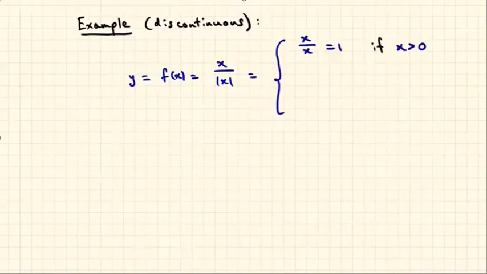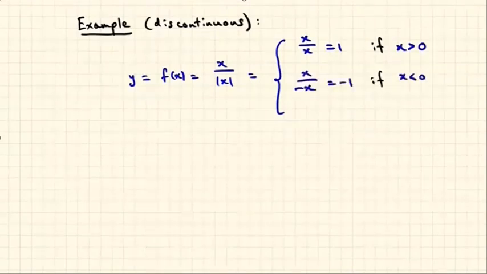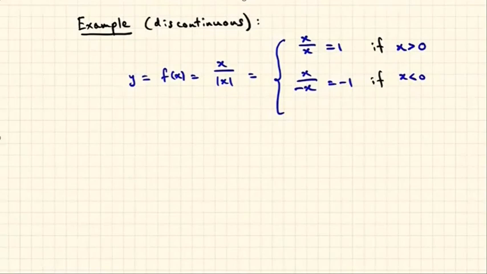When x is positive, the magnitude of x is itself. So dividing by x gives the value 1. When x is negative, the magnitude of x is minus x. So dividing x by minus x gives the value -1. The rule, however, is undefined for x equals 0.